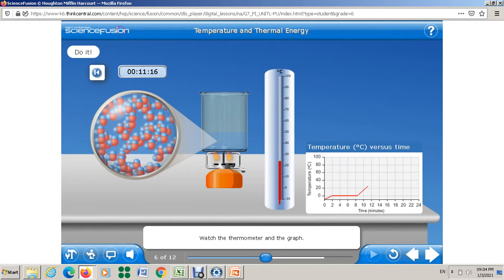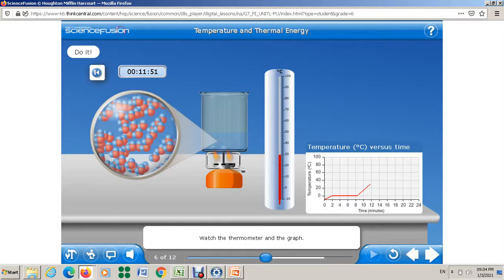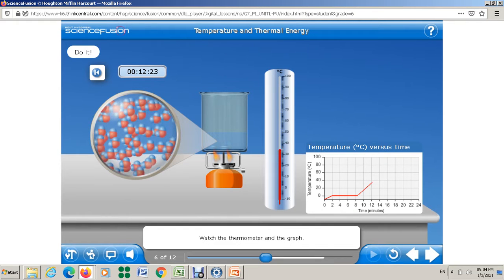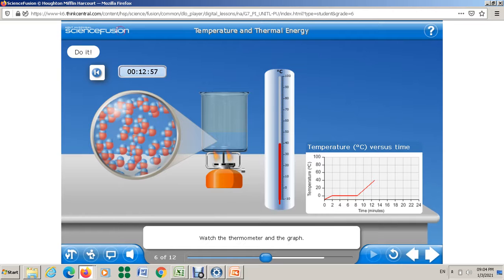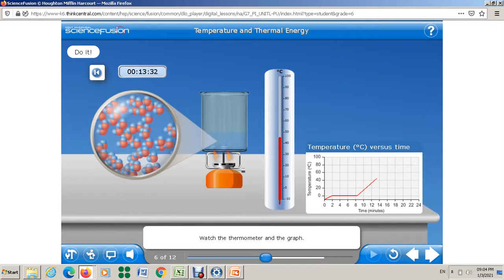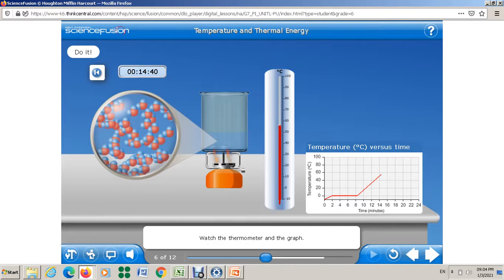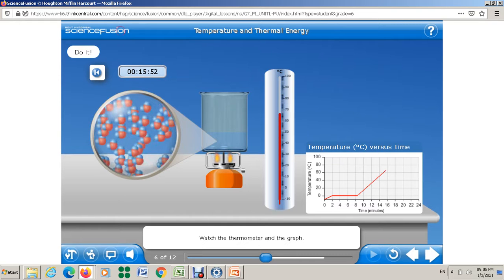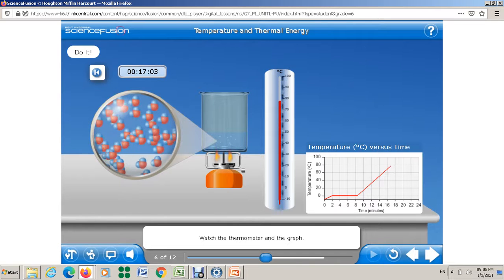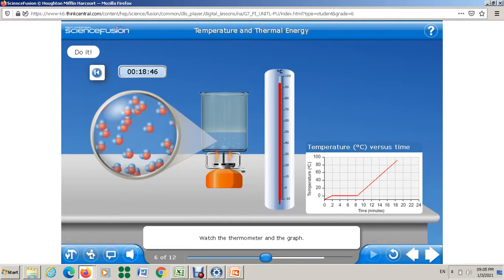Look, as time goes by, see how the particles start to move more, and they start to have more space between them. Still the temperature increases. Let's continue till it reaches, look here, still the temperature is increasing, it didn't stop. It's liquid. Now look at the particles start to make bubbles.